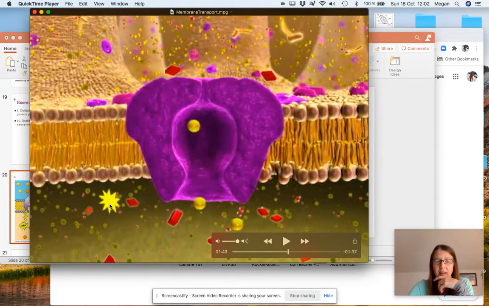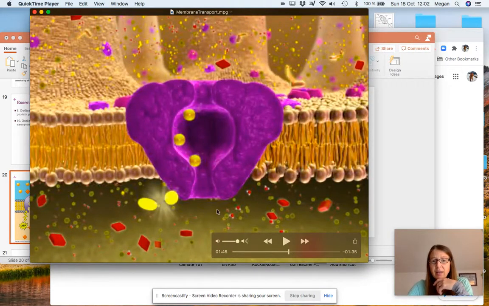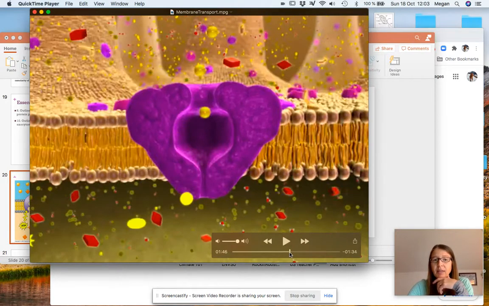And you see this thing? That's an ATP. So that ATP is going to come and it's going to leave a phosphate. So there's that phosphate I was talking about. And that allows the pump to change shape. And then the sodiums are going to leave.